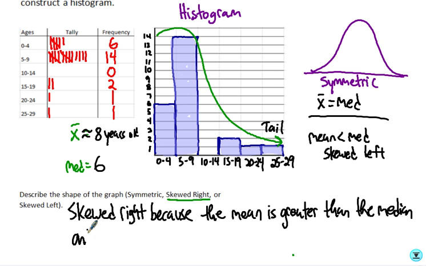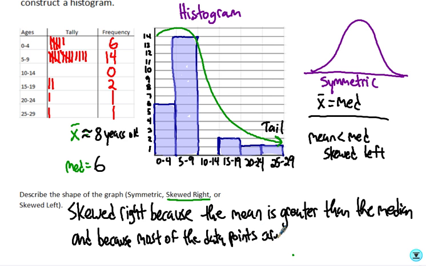So we could complete our sentence by saying, and because most of the data points are on the left. Okay. All right, so that finishes up number 4.